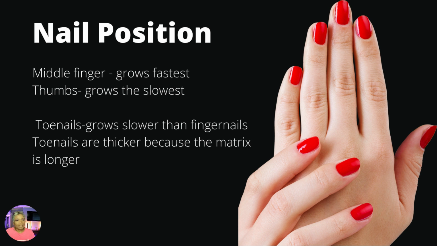All right, so nail position: your middle finger may grow faster, your thumb may grow the slowest, and your toenails, of course, may grow slower because they're thicker, because the matrix is a little bit longer. So it may grow a little bit slower there. But however, that's the position of growth for each one of the fingers.